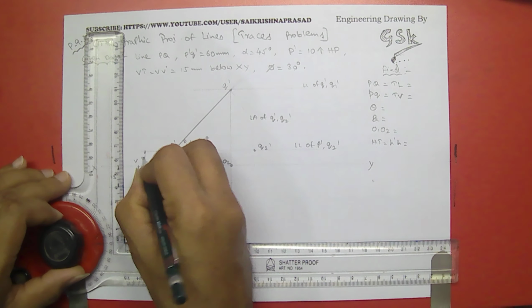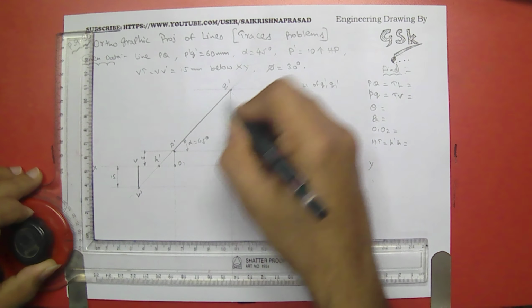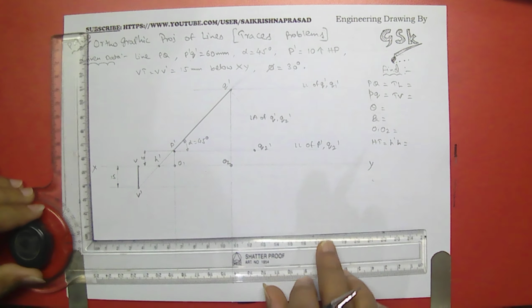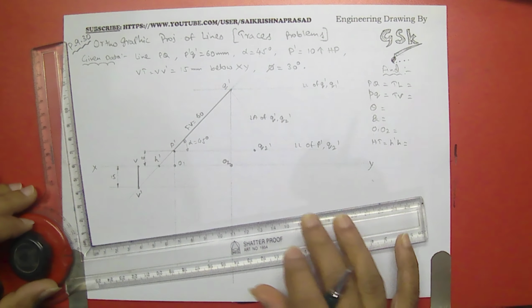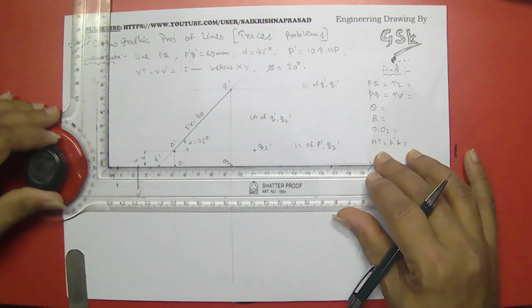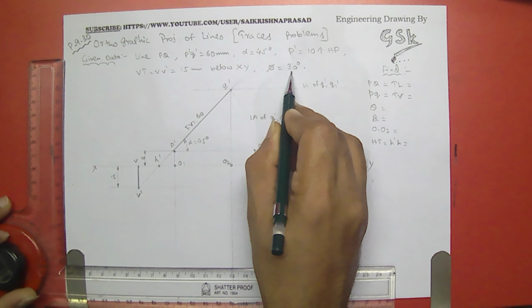the location of P dash, that is 10 mm, right? And thus P dash and Q dash is 60. So I can locate front view is equal to 60, right? So up to the given data we have finished this one, and we have to take the phi 30 degrees.